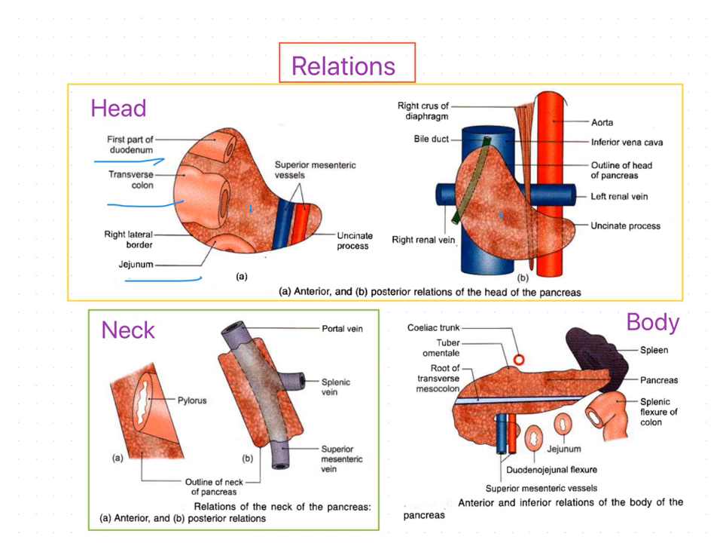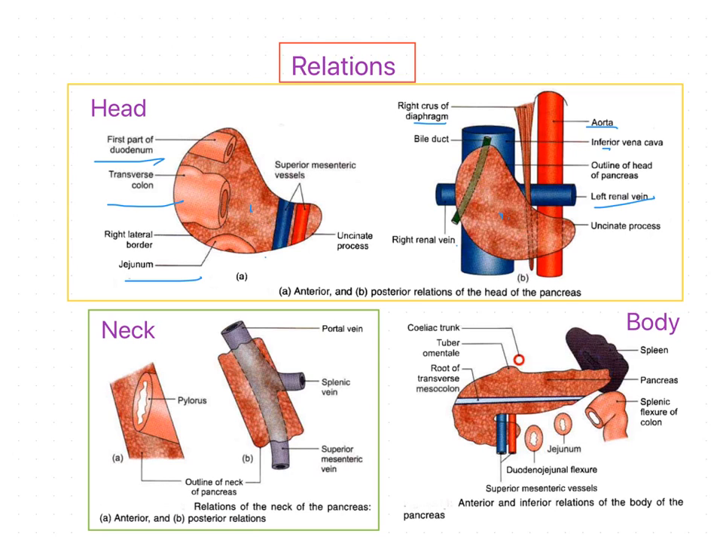If you see on the posterior aspect, it is related to the bile duct, and also the inferior vena cava and right crus of the diaphragm, left renal vein and the aorta. So these are the relations on the posterior aspect of the pancreas.